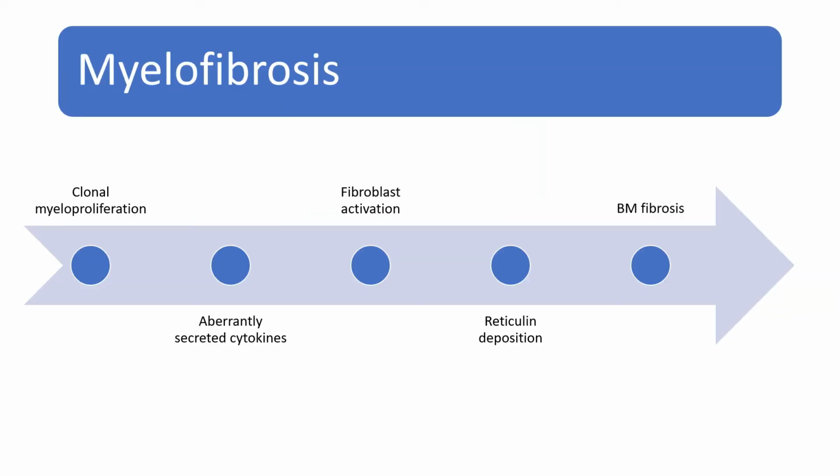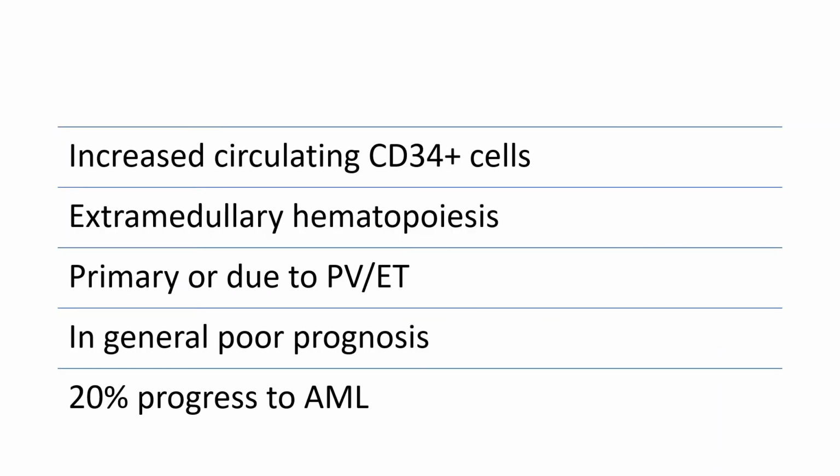The third one is myelofibrosis. It occurs due to clonal myeloproliferation, and there will be aberrantly secreted cytokines, which lead to fibroblast activation, which ends up in reticulin deposition and bone marrow fibrosis in a sequential order. There will be increased circulating CD34 cells and extramedullary hematopoiesis, and it is primary or due to polycythemia vera or essential thrombocythemia. In general, patients will have poor prognosis, and 20% actually progress to AML.